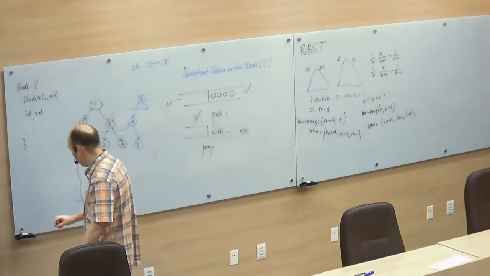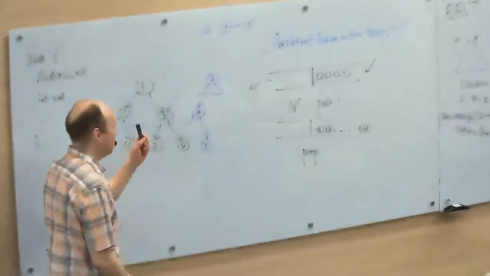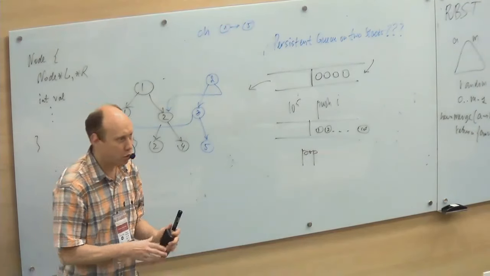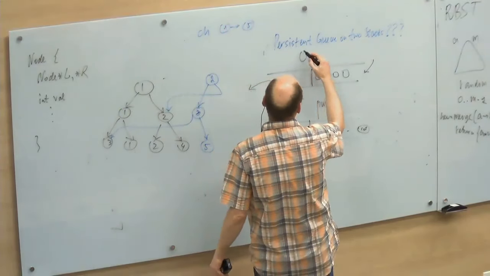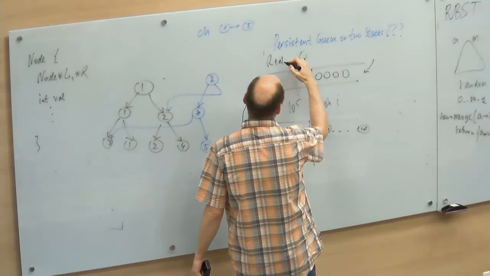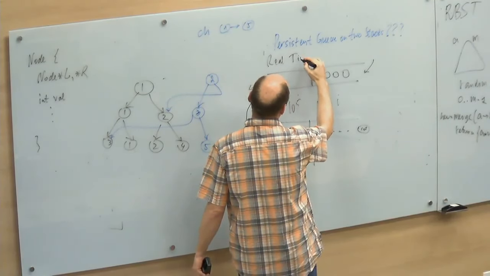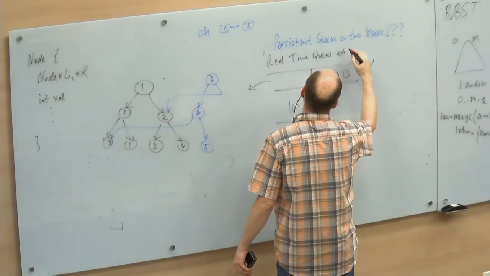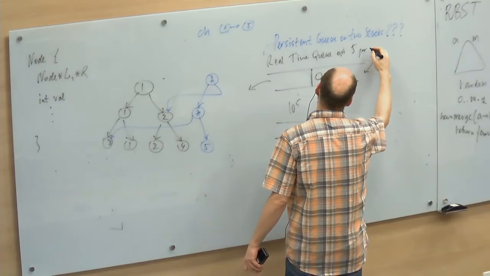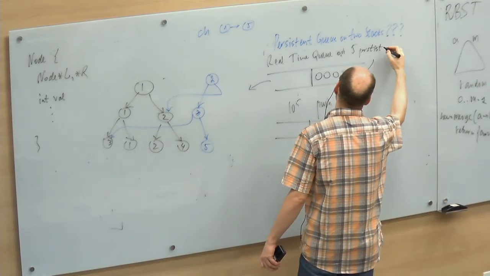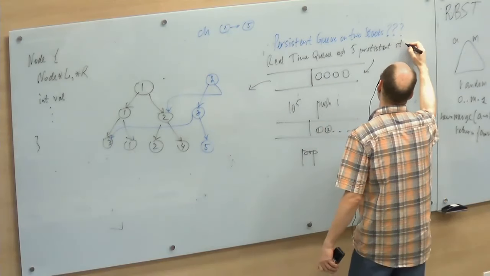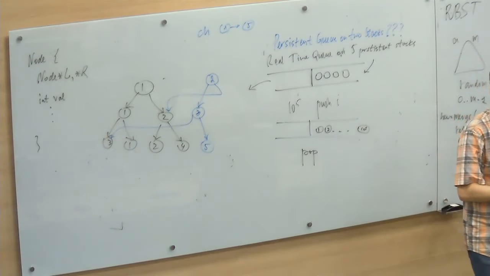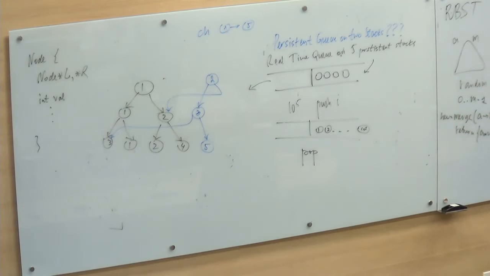There is actually a way, if you really want to know a really weird thing, you can try to Google for "queue real-time queue on 5 persistent stacks." I will not tell it now, but you can Google for it if you wish. It's very interesting to read.